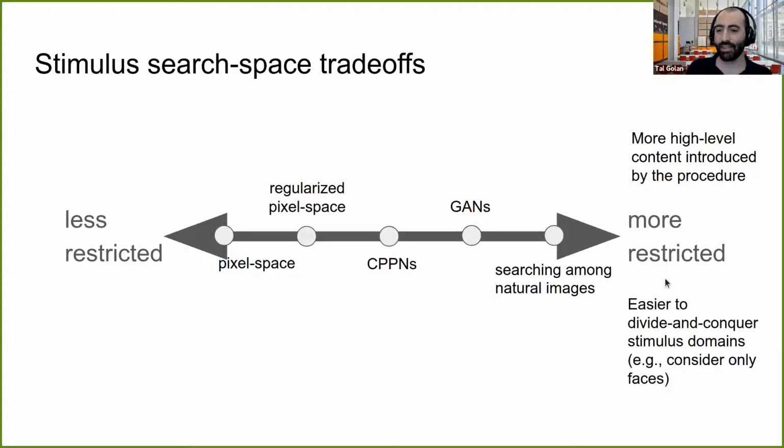On the other hand, now it's easier to divide and conquer the stimulus domain. For example, think about faces. We can have a parameterization that generates just faces, and now we can test face models.